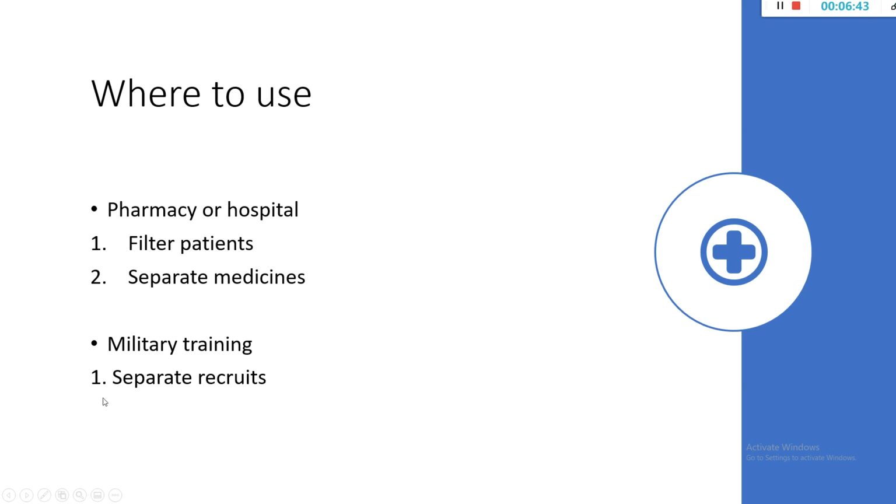Another example for using the decision tree algorithm is in military training. A military instructor can use the decision tree algorithm to separate recruits in training, such as recruits being classified by physical fitness, willpower, execution, and so on. This algorithm allows the military instructor to make a suitable training plan for each group of recruits and tap into their strengths.